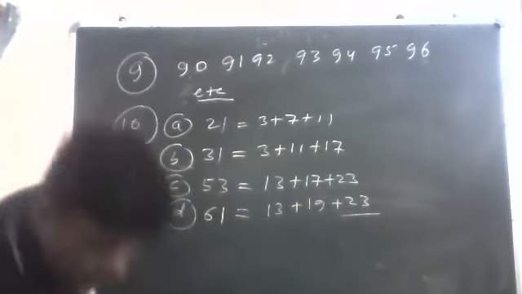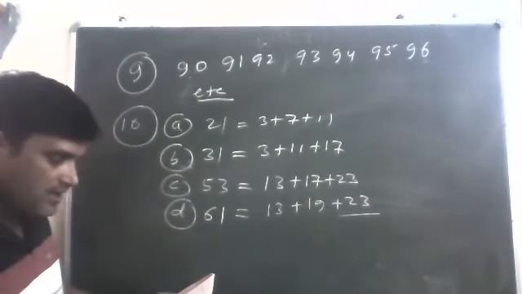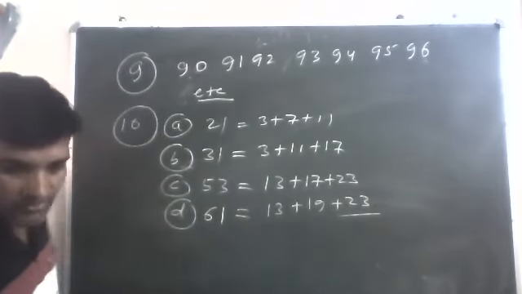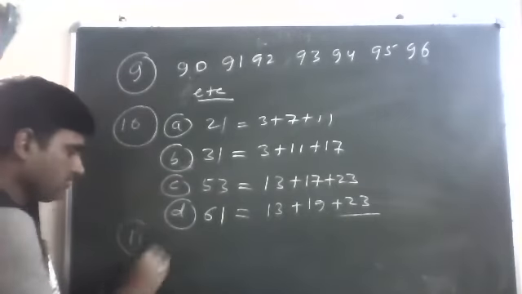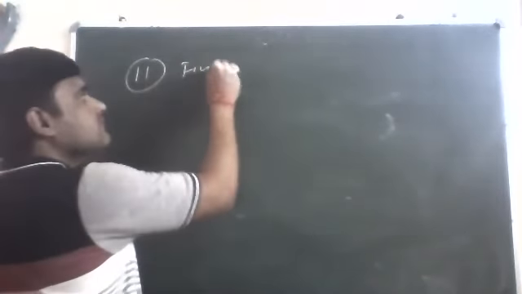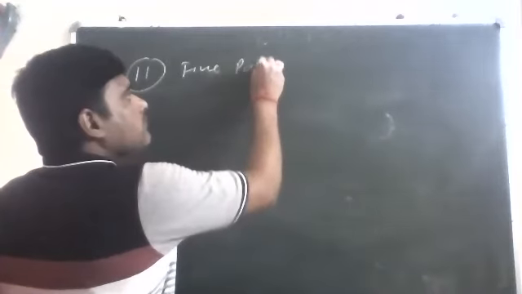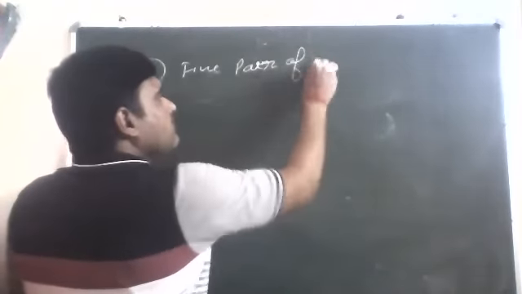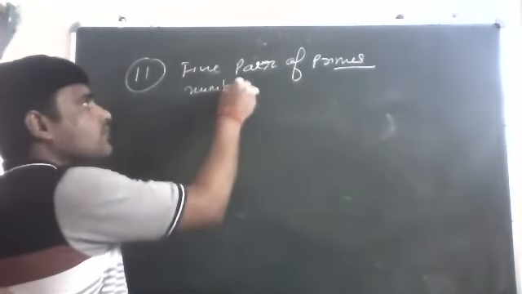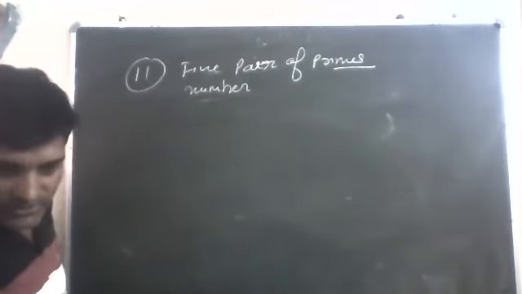Now next, question number 11. Write 5 pairs of prime numbers less than 20 whose sum is divisible by 5.